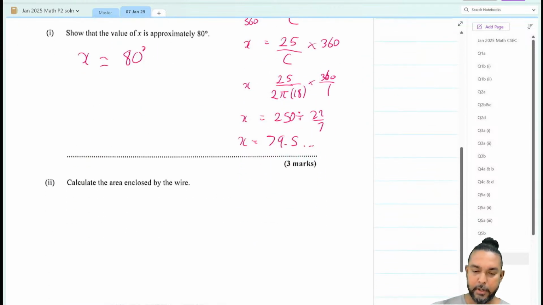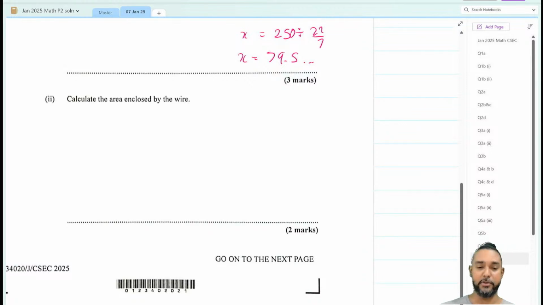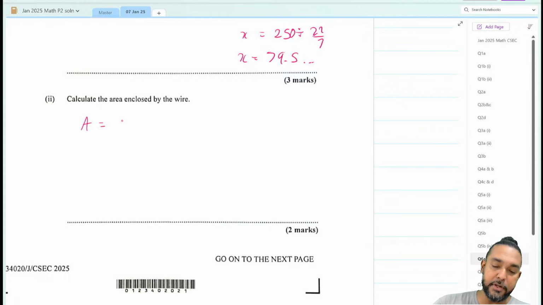Calculate the area enclosed by the wire. So the area would be equal to theta over 360, the fraction of the whole, multiplied by pi r squared. So they wanted us to use the 80 over 360 here, by 22 over 7, by 18 squared.